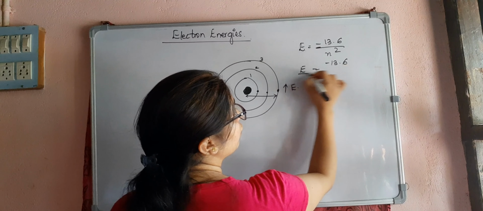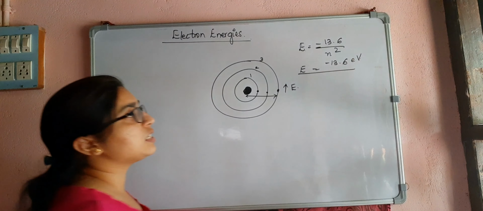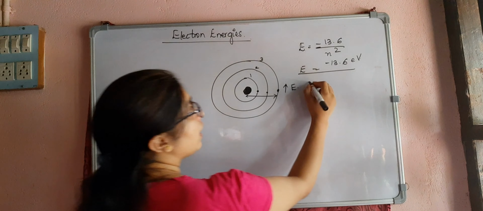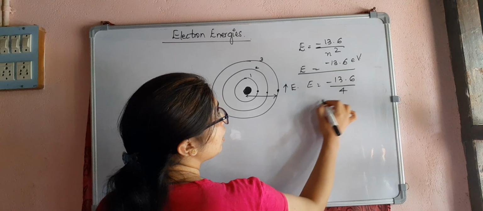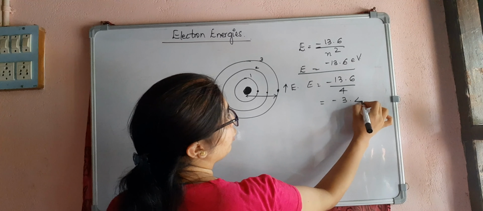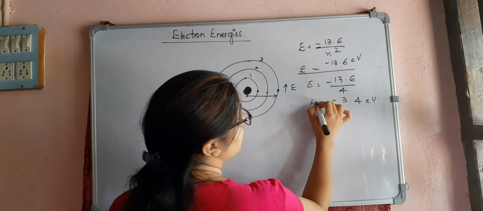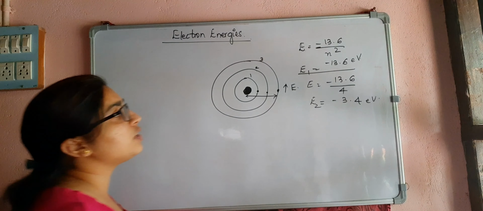electron volts. This is for the first orbit. And for the second orbit, minus 13.6 divided by 4. This comes out to be minus 3.4 electron volts. This is for the second, and this is for the first.